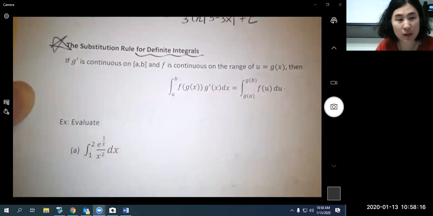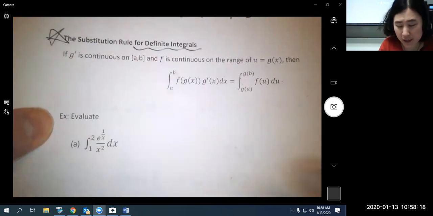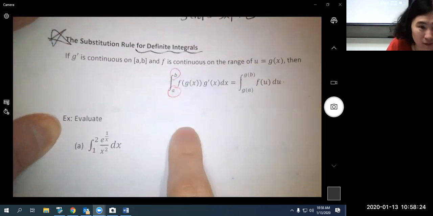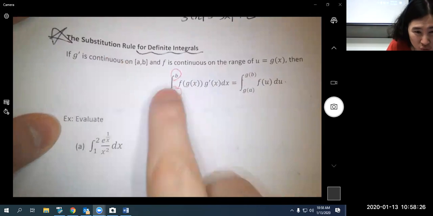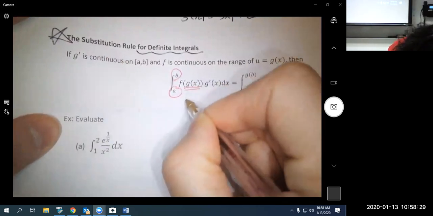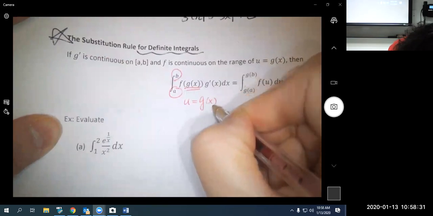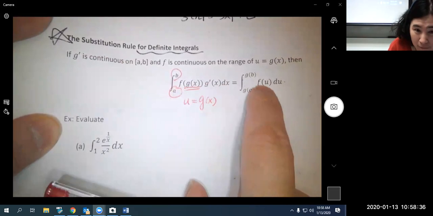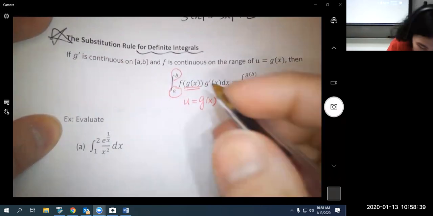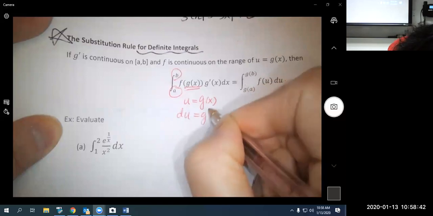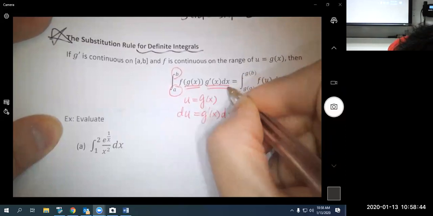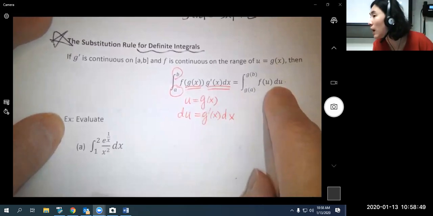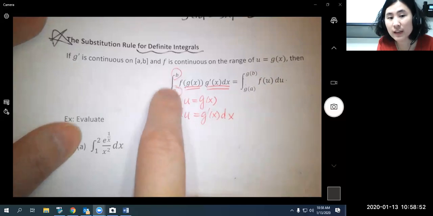Okay, very good. So for a definite integral, we're having the limits. If we're using the substitution rule, we let u equal g of x. So f of g of x becomes f of u. You guys get that, right? And then same thing, du equals g prime of x dx. This means g prime of x dx becomes du, right? No problem.